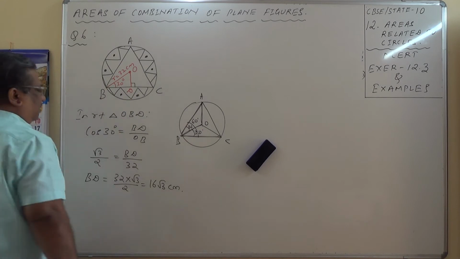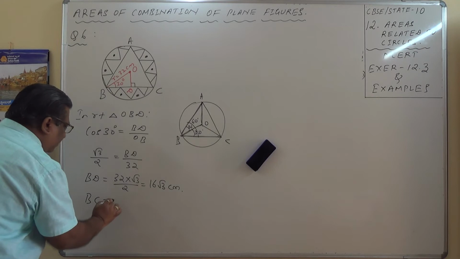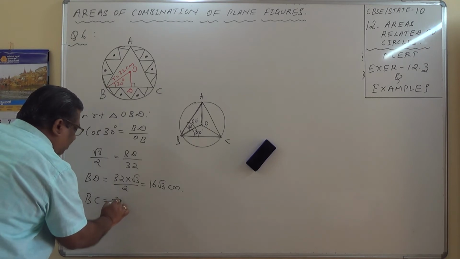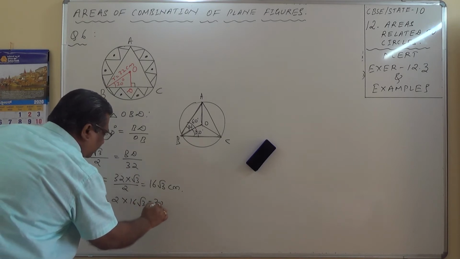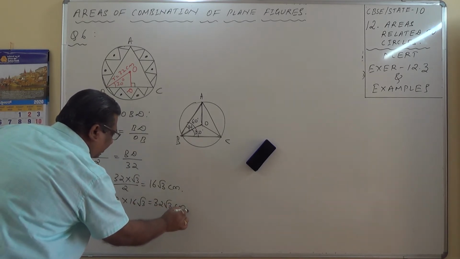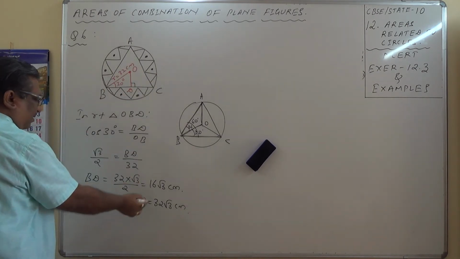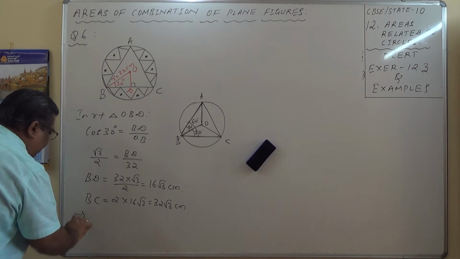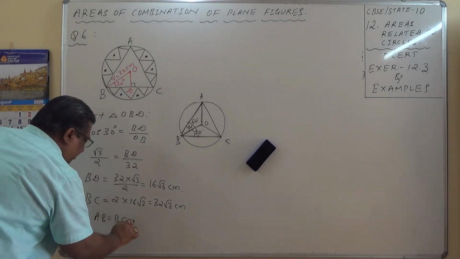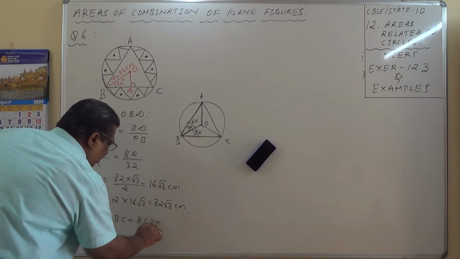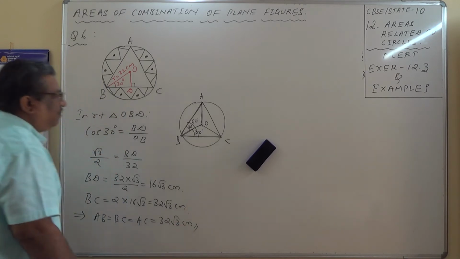If BD is 16 root 3, BC is equal to 2 times 16 root 3, which is 32 root 3 centimeter. And because it's an equilateral triangle, AB equals BC equals AC equals 32 root 3 centimeter.